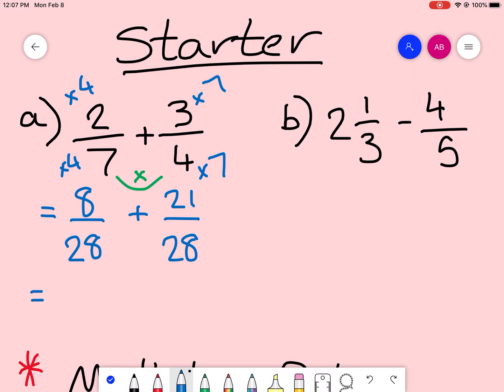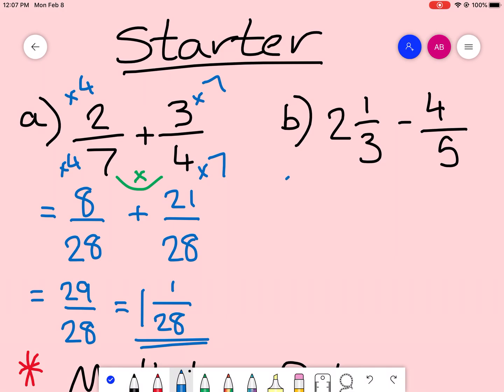The last thing to do here then is to add our two top numbers together, leaving our common denominator of 28. So 8 plus 21 giving us 29. We can also at this stage change this to a mixed number. 28 goes into 29 one time with a remainder of 1, and we place that over our denominator of 28.